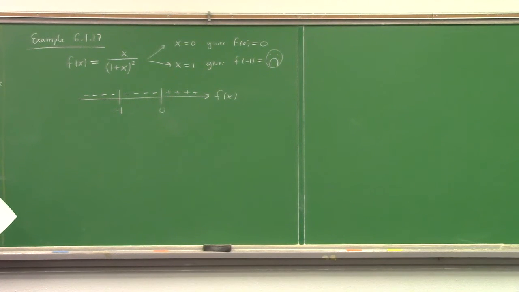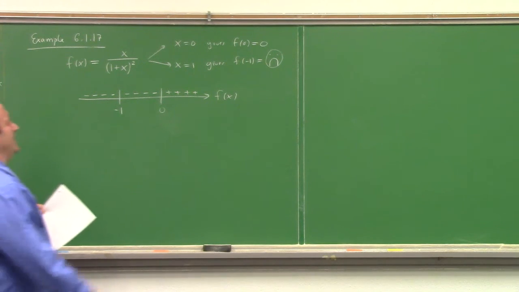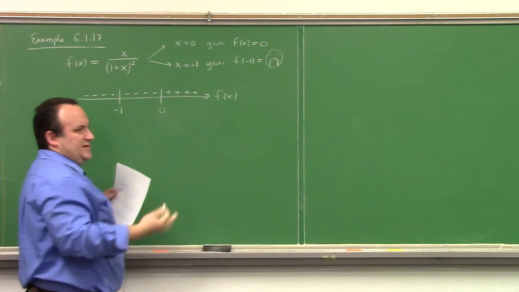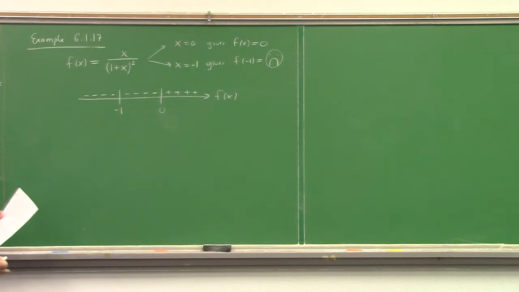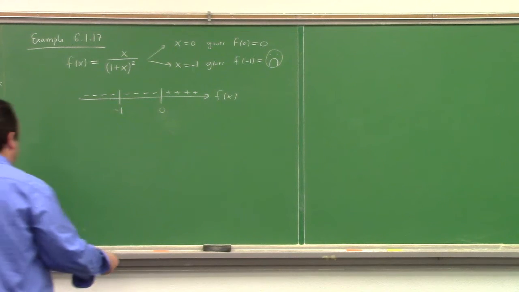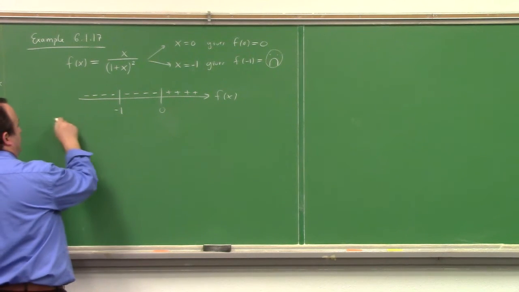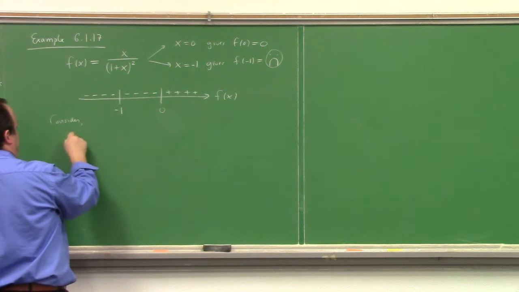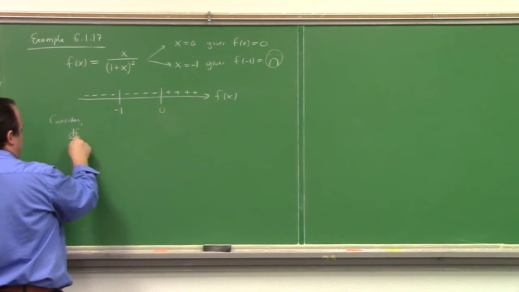In fact, what is x equal to? I said x equal to 1. What's wrong with me? x equal to -1. x equals -1 is a vertical asymptote, right? Okay. So consider the derivative, df/dx. What's that equal to here?